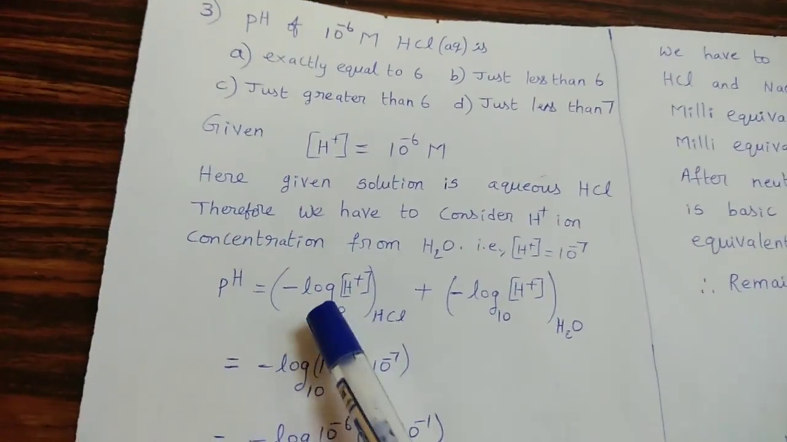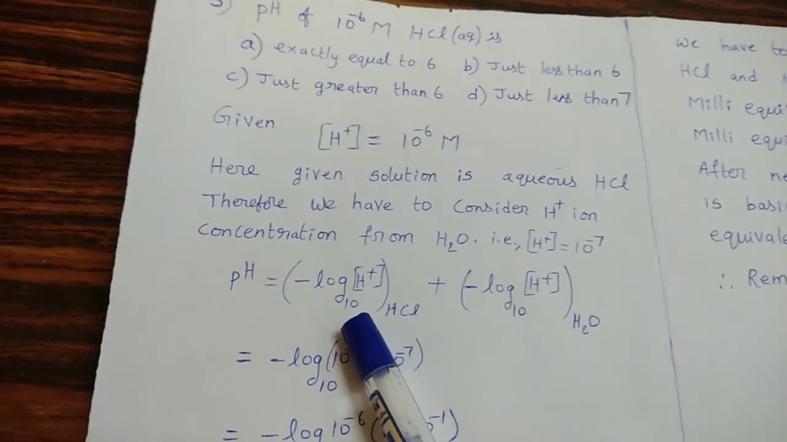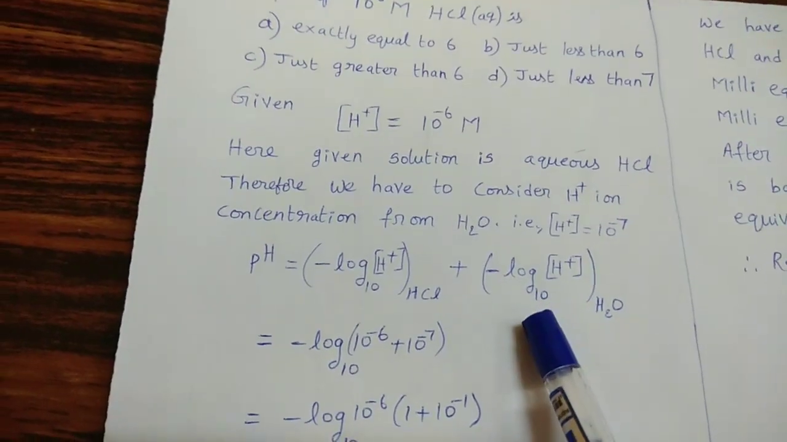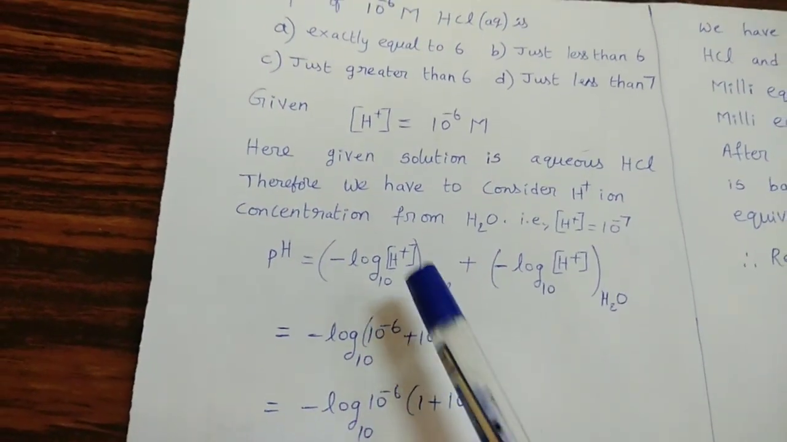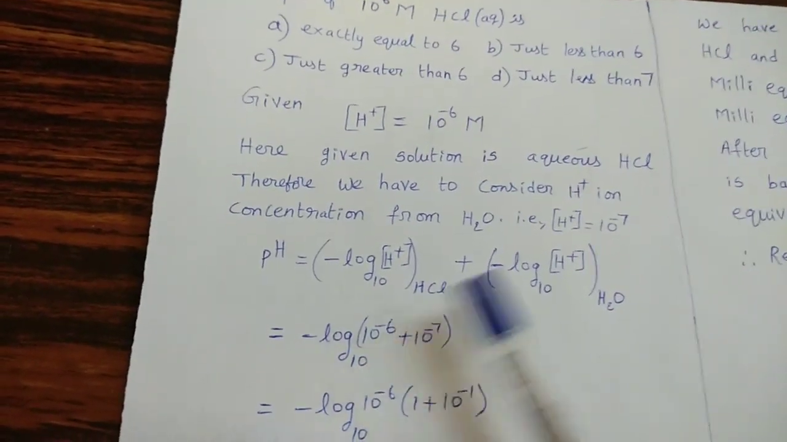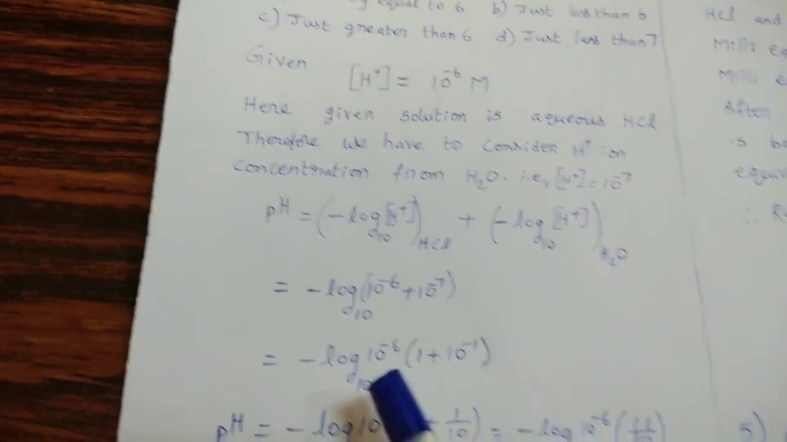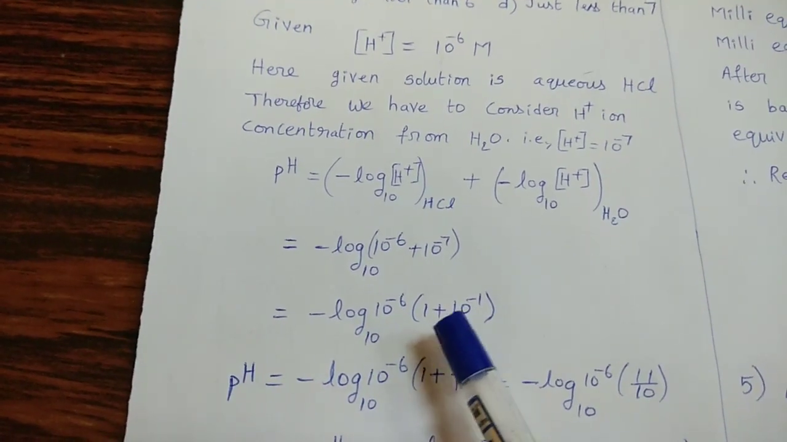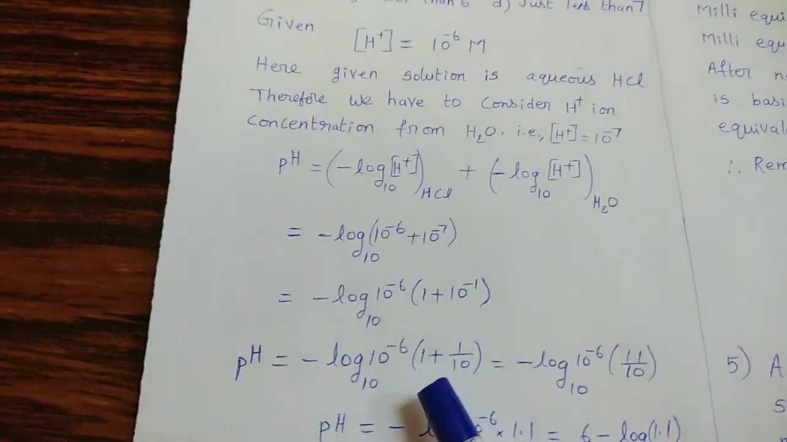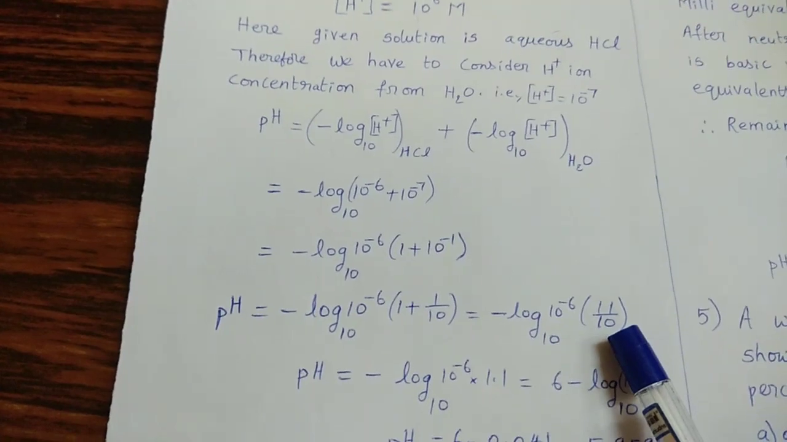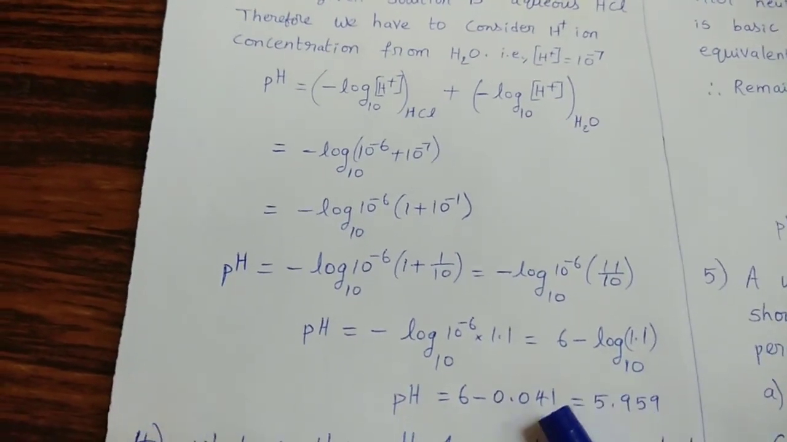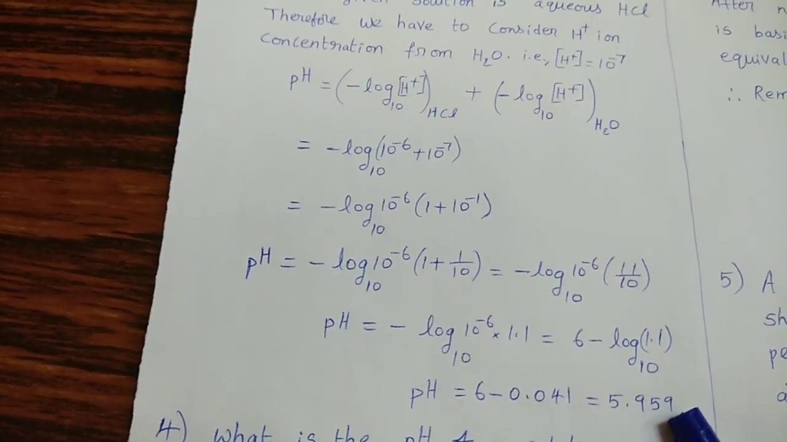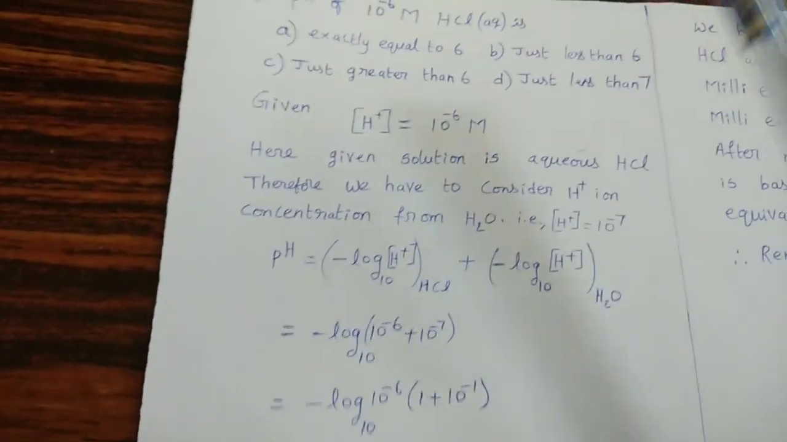So pH equal to minus log of H plus ion concentration base 10 from HCl, plus minus log of H plus ion concentration base 10 from water. So for this value 10 power minus 6, for this 10 power minus 7. From that, by taking 10 power minus 6 as common, we can get 1 plus 10 power minus 1. So by doing the calculation, we can get finally this one. pH equal to 5.959. Okay. So what is the option?